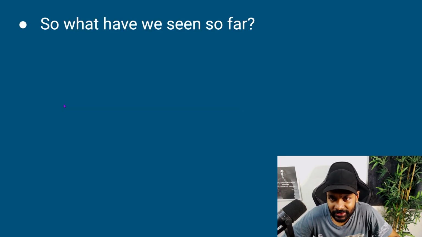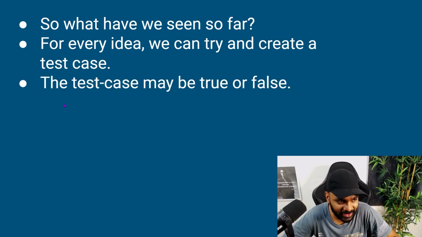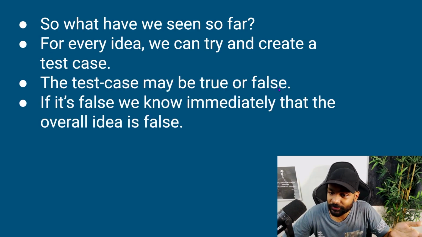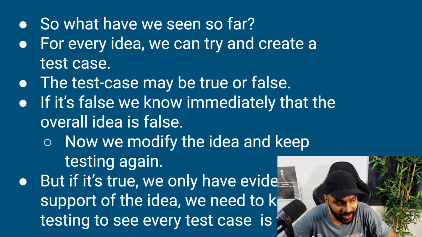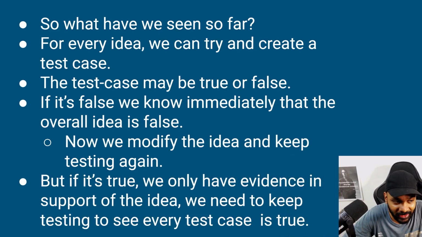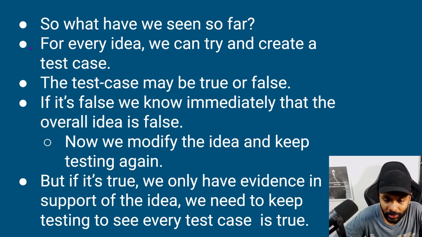So what have we seen so far? For every idea, try and create a test case. The test case may be true or false. If it's false, we know immediately that the overall idea is false. Now we modify our idea and keep testing it again. But if it's true, we don't know if the idea is true. We have evidence in support of the idea, but to see if the idea is true, we have to keep testing and see if every single test case is true.